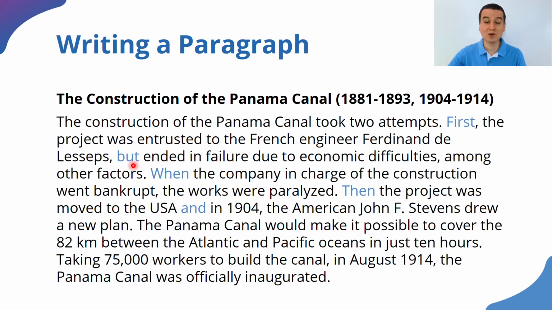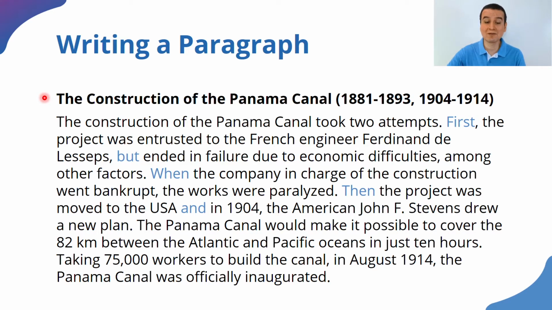Now, we have two actions here, and for that we are going to use when. When the company in charge of the construction went bankrupt, the works were paralyzed. You see? When that happened, the works were paralyzed. They stopped. Now we have some room for then. After that, the project was moved to the USA, and in 1904, the American John F. Stevens, that is the engineer, drew a new plan. All right, that is how we use up all the connectors that we have there.